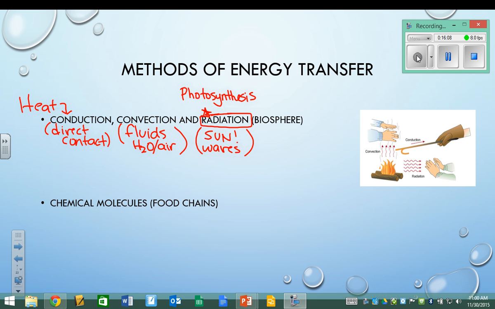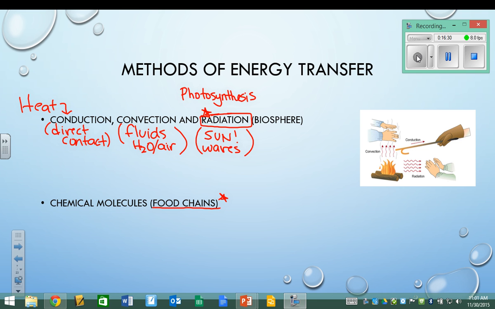After these three, I put the word biosphere because we're really talking about how heat is transferred around air and land and water. Another way that you can transfer energy that maybe hasn't been one you've discussed a lot is the idea of chemical molecules. In other words, a food chain.